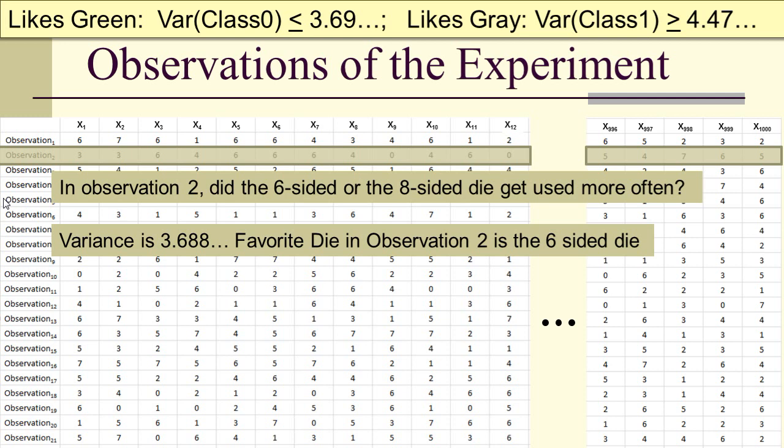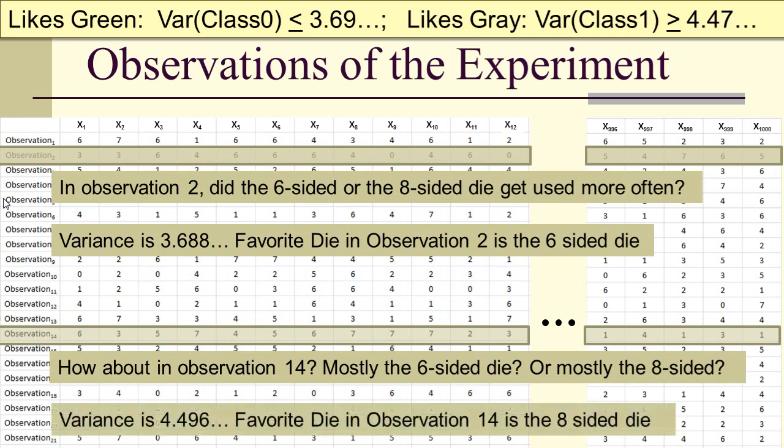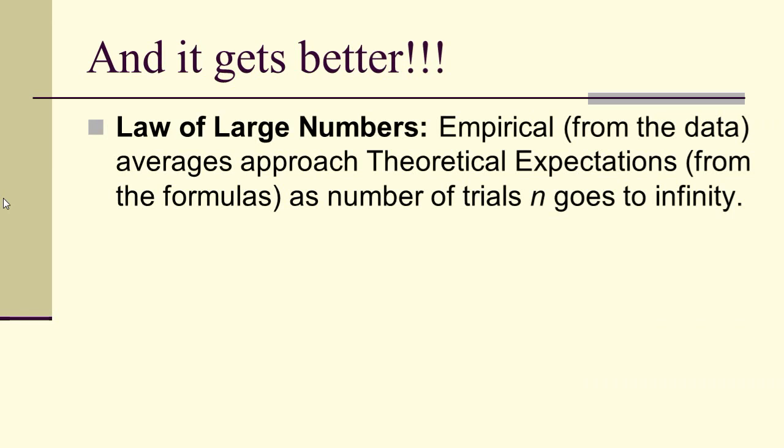So the variance for this first one was 3.688. So in observation 2, they favor the green one, the 6-sided die. In observation 14, their variance was 4.496. So they favored the 8-sided die. And it gets even better.